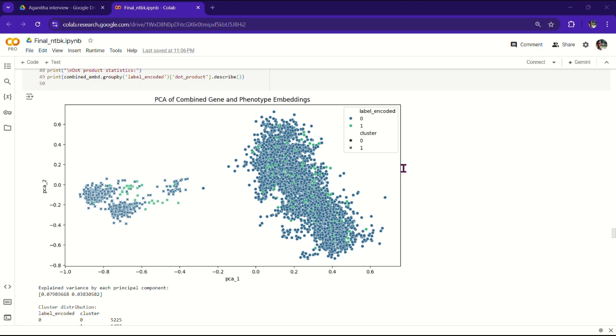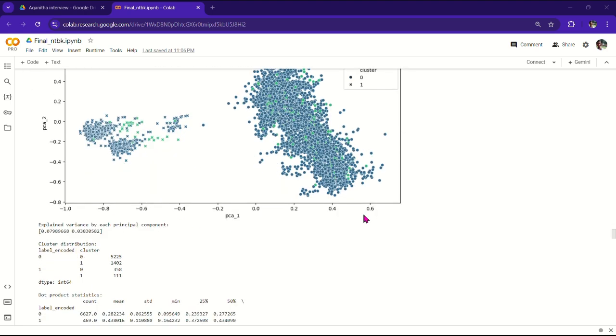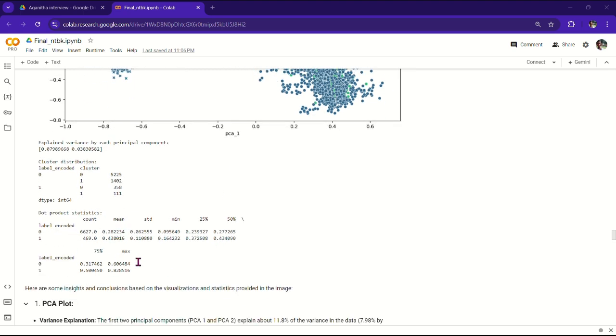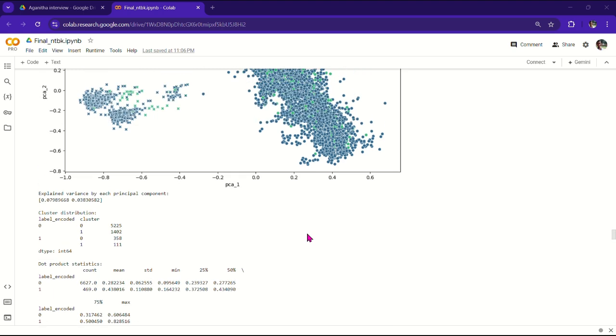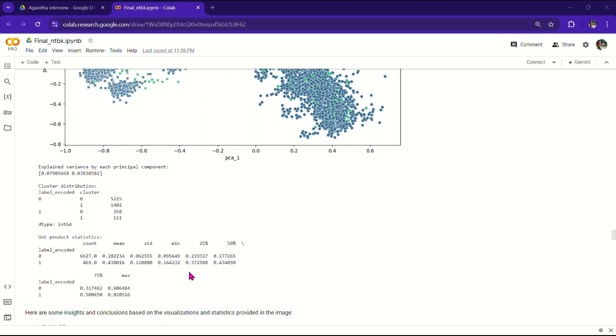So here we can see the combined gene and phenotype embedding. This is our combined gene phenotype embeddings, and this is the explained variance of principal components, cluster distribution, and dot product statistics of label encoded 0 and 1. Okay, so I'm going to explain this, and while explaining this, I will consider these factors also.